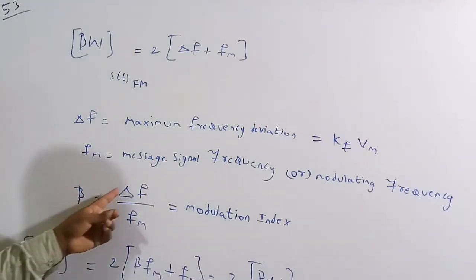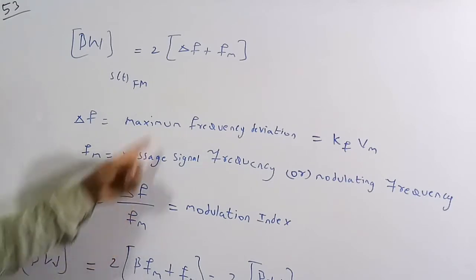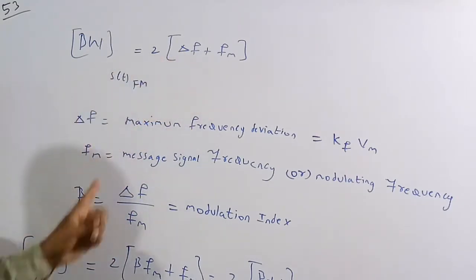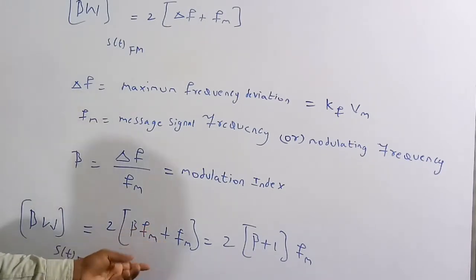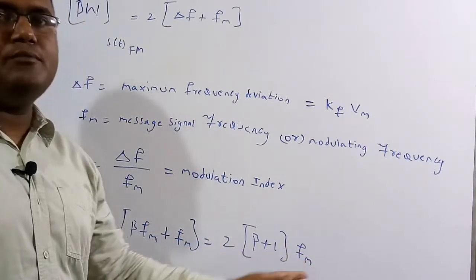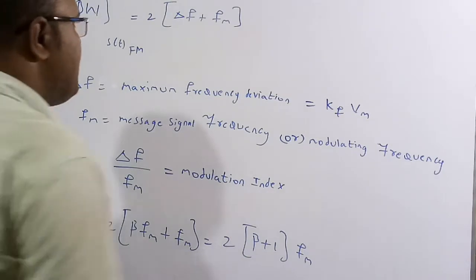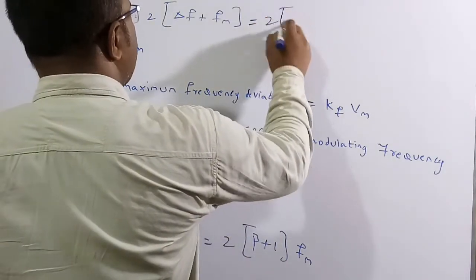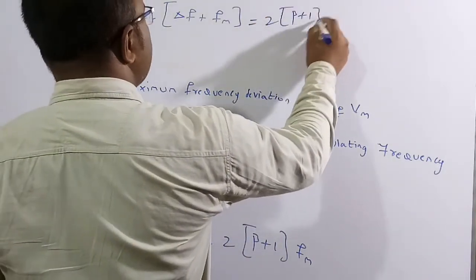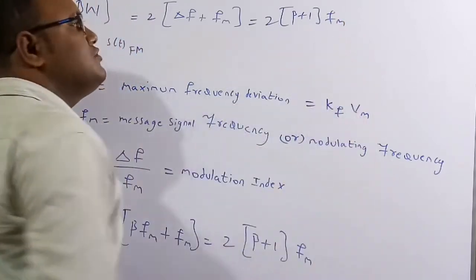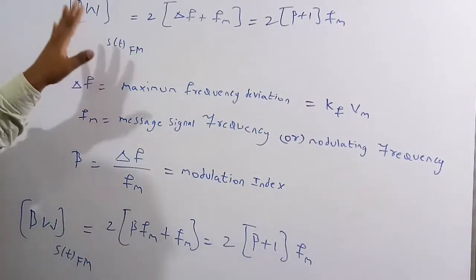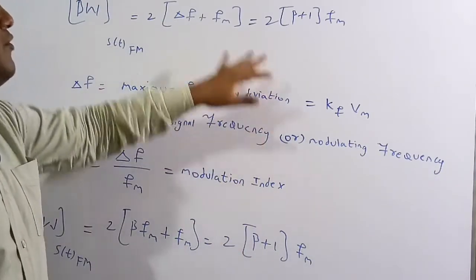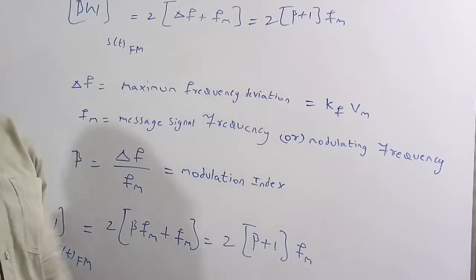Now delta f is equal to beta into fm. So substitute here: delta f is equal to beta into fm, and I am going to take fm as common. So therefore 2 into (beta plus 1) into fm. Finally we have two formulas for the bandwidth, which are 2 times (delta f plus fm) and 2 times (beta plus 1) into fm. These are the two formulas given for the bandwidth of S of t FM by Carson. So this is the required formula for the bandwidth of S of t FM.